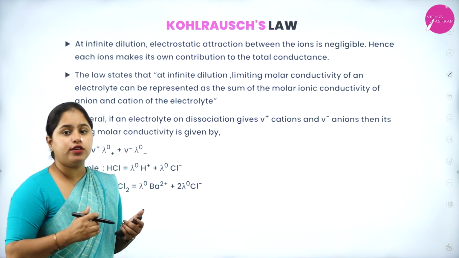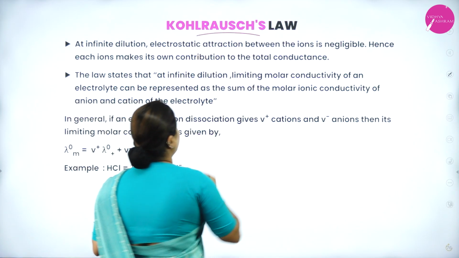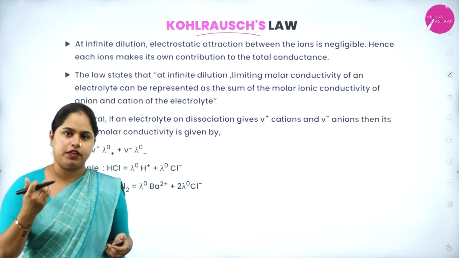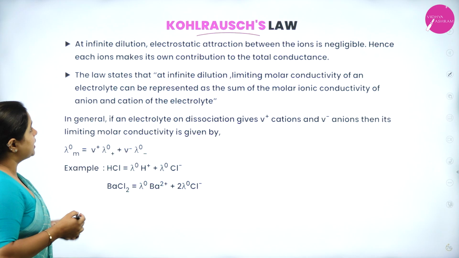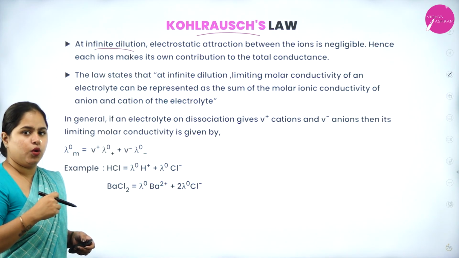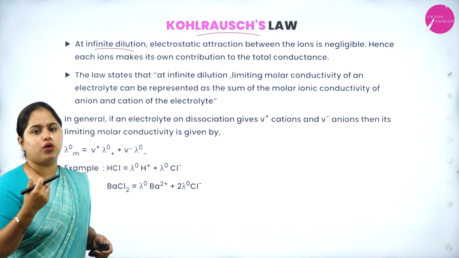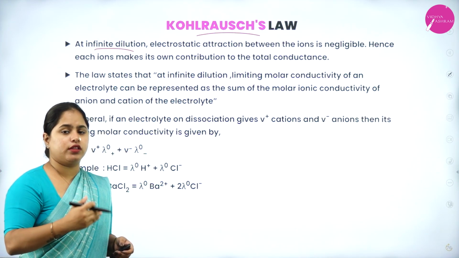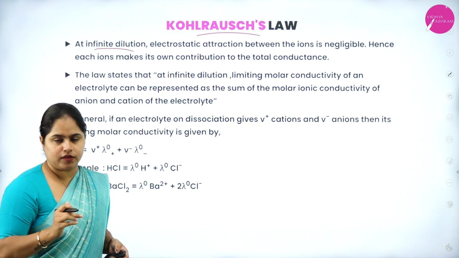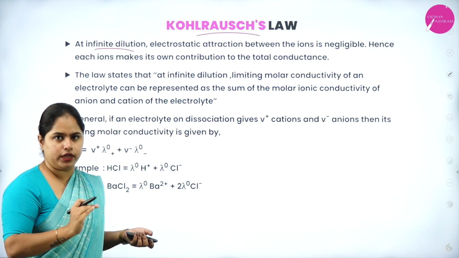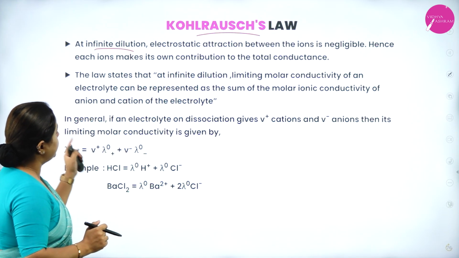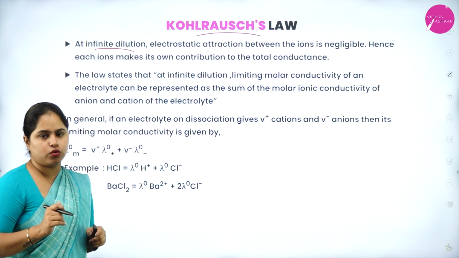So with that, we are going to study an important law which is called Kohlrausch's law, which will help you in calculating the limiting molar conductivity of a weak electrolyte. So let us see at infinite dilution. Infinite dilution means when the concentration is very, very less. For a weak electrolyte, when the concentration is very less or the dilution is very high, it will be really difficult to calculate the molar conductivity. That is why we are using the values of strong electrolytes. The electrostatic attraction between the ions is negligible. Hence, each ion makes its own contribution to the total conductance.